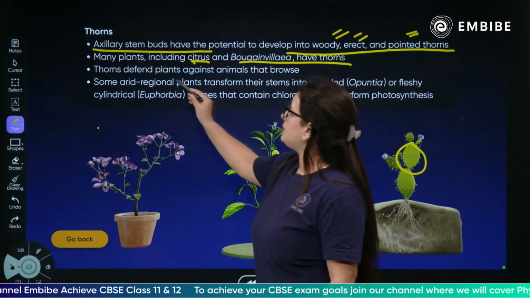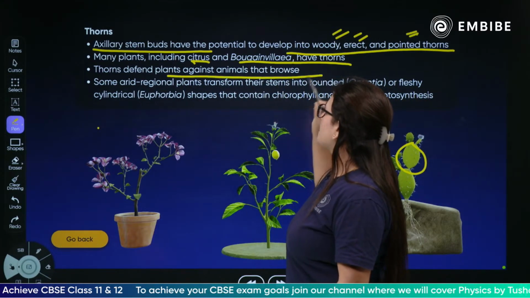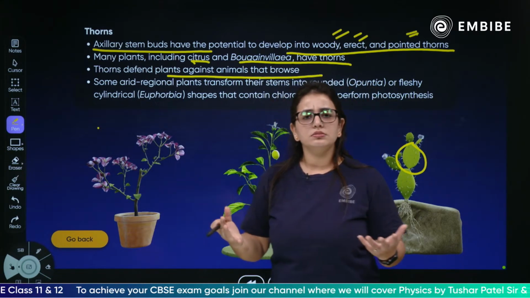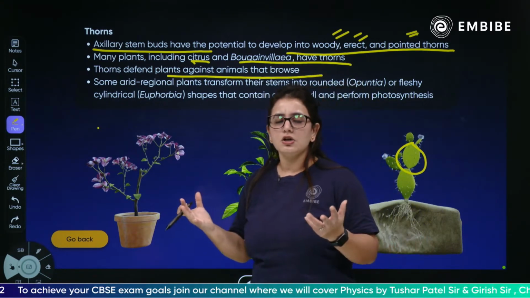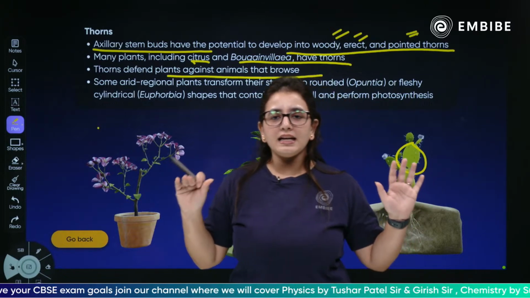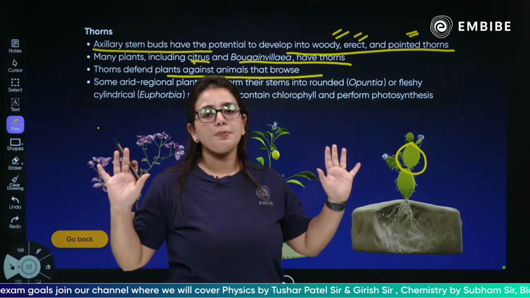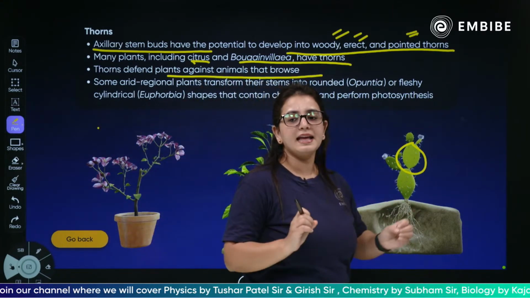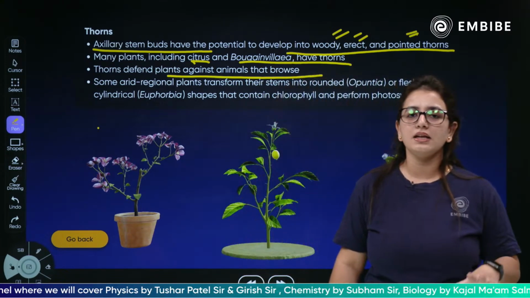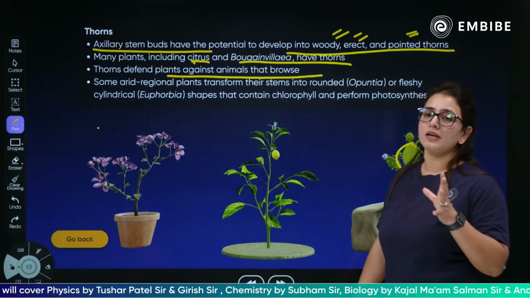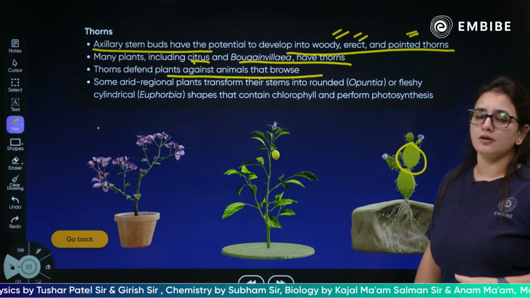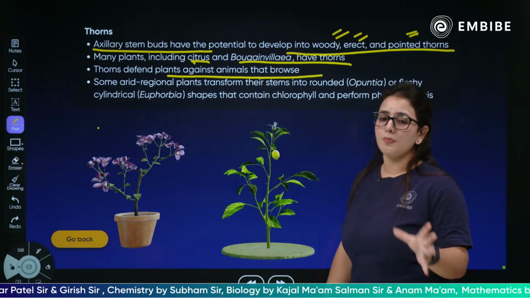Thorns defend plants against the animals that browse. This is a whole mechanism of the plant to stay away from predators, to not let the predators eat them away. That is why thorns are a method of protection from any kind of animal which is going to browse.